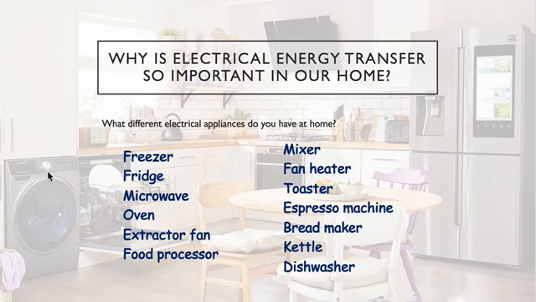So let's start by thinking about the type of electrical power things that we might have used today, the electrical appliances we might have used today. So let's think about the things that might be in your kitchen. So you might have these kinds of things: freezer, fridge, microwave oven, food processor, toaster, maybe a bread maker, kettle, dishwasher. And all of these things are just what we would take for granted as what we would use every day in our kitchen.